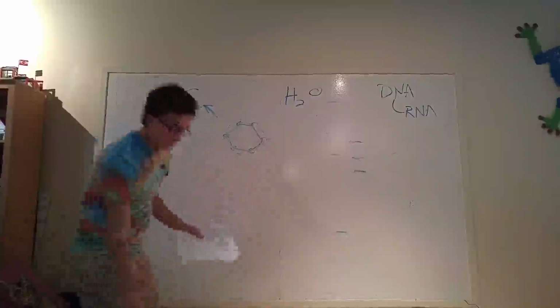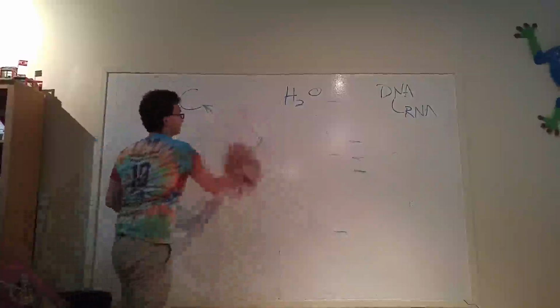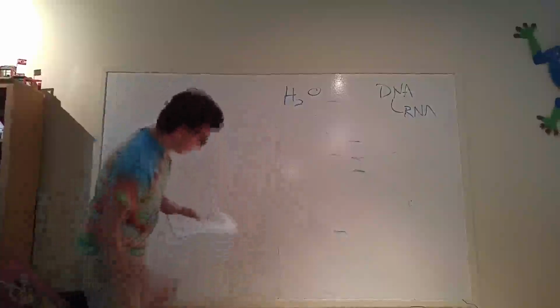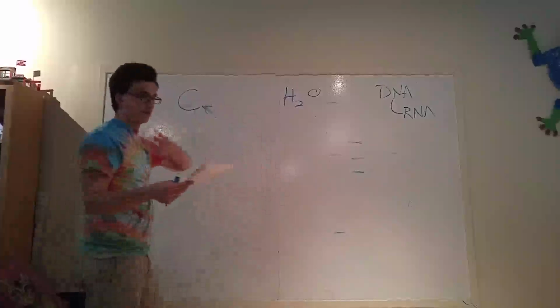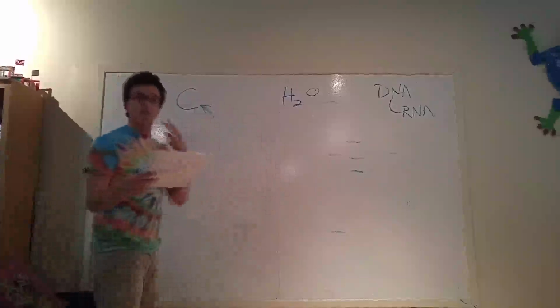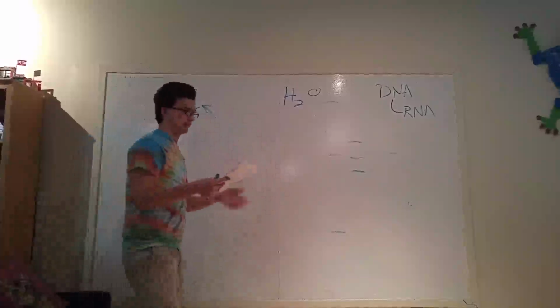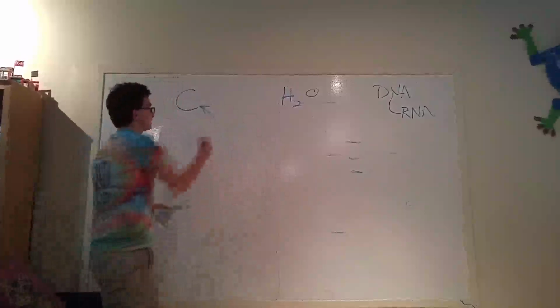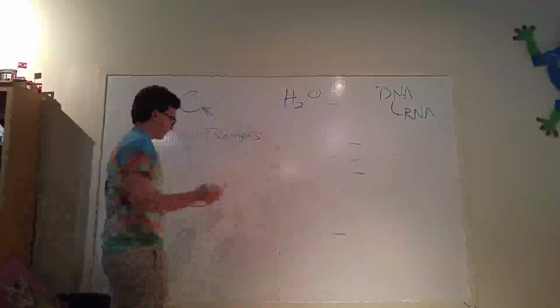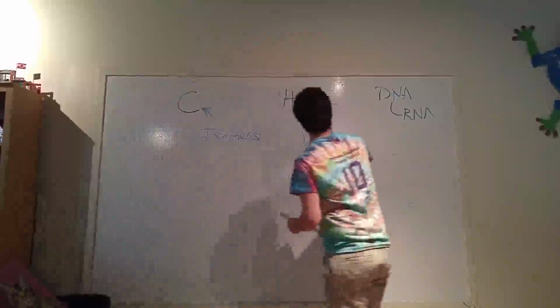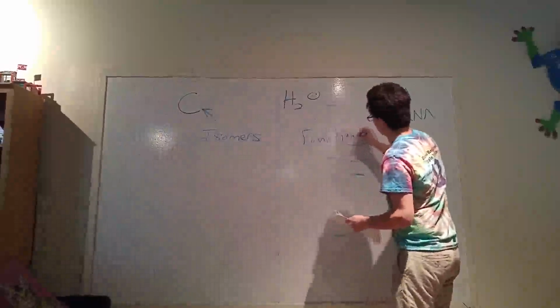Now, carbon is the basis of organic chemistry, and in organic chemistry there are really two main important things to know for biology. One is isomers, I'll spell that out, isomers, and then the other is functional groups.